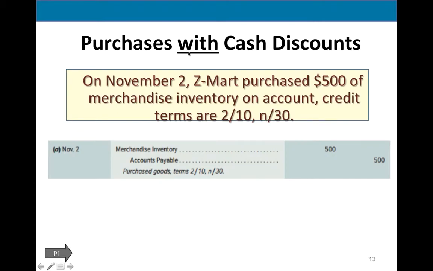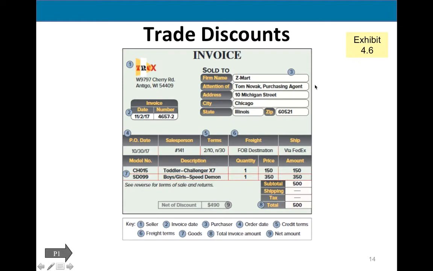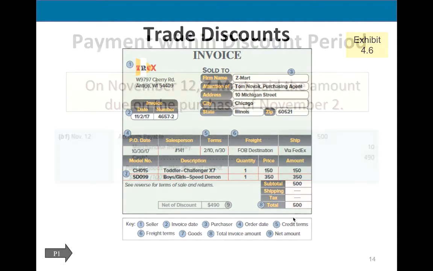So here's an example. On November 2nd, we purchased $500 of inventory on account, 2/10 net 30. Again, debit inventory, credit AP, right? We bought on account, on credit. So here's an example of the invoice. The terms are right here. We are the buyer, Zaymart. The seller is Trex. This is the seller, we're the buyer. This is the freight designation. We'll talk about it later. FOB destination. This is the prices.